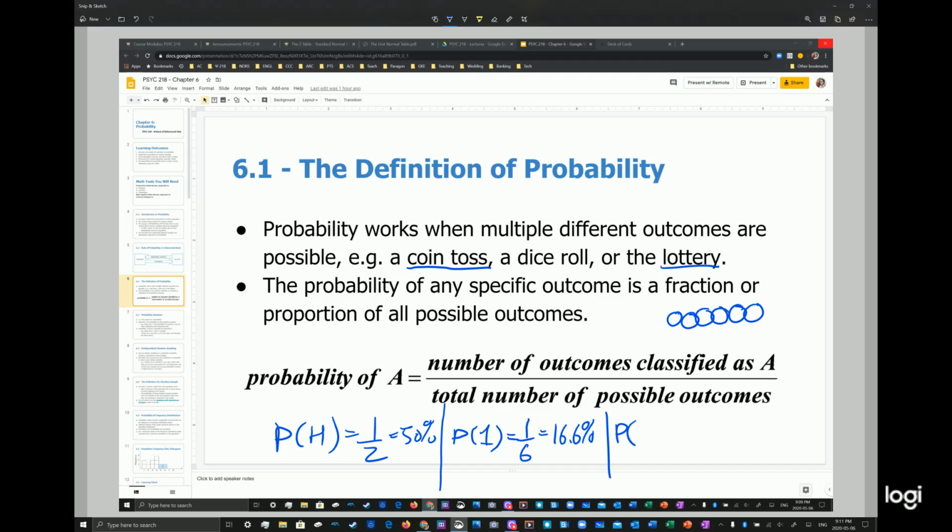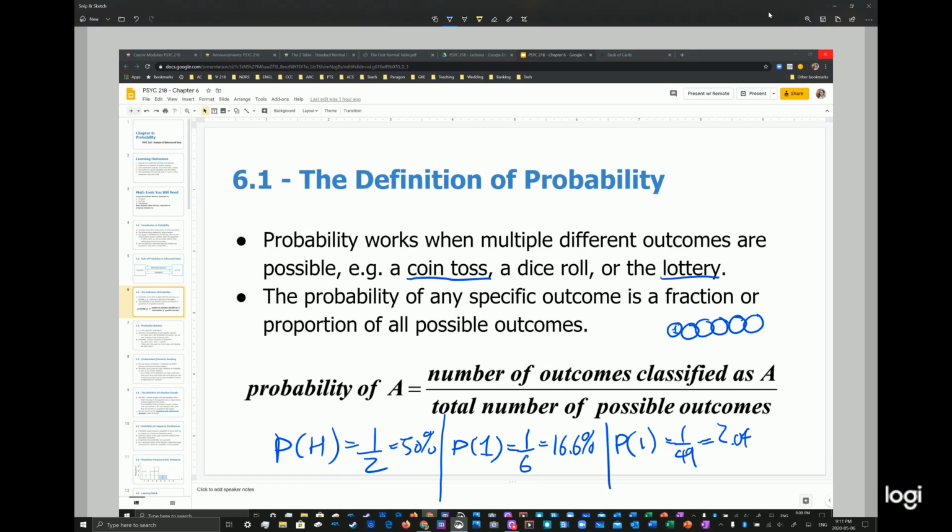So the probability of getting a 1 for the first ball out of 49 would be 1 over 49, which is about 2%, and for all six, 0.04%. So again, notice that we need the number of outcomes that is specified, depending on what you're looking for, divided by the total number of possible outcomes. Notice if the number of the outcomes specified is the same, and you change the total number of possible outcomes, then the probability changes. Again, the higher the total number of possible outcomes, the lower the probability is.